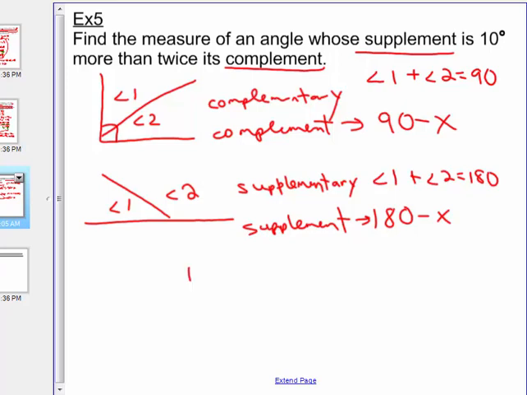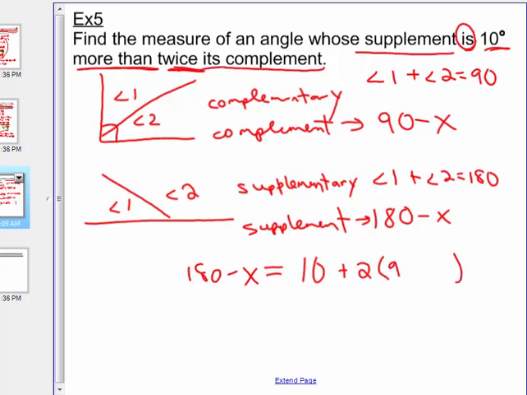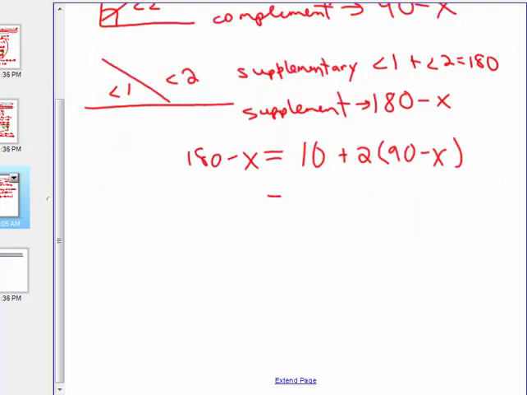So now that we have that, that's the toughest part in these problems. It says find the measure of an angle whose supplement, which is 180 minus x, equals 10 more than, so I'm adding 10 plus something, and then it says twice the complement. The complement is 90 minus x, and twice that is 2 times that. So from here I'm going to solve. I'm going to distribute: 10 plus 180 minus 2x equals 180 minus x.